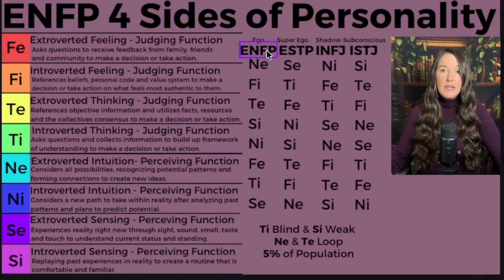We have the ENFP, which is their ego. It's their baseline. It's basically who these people are. Then we have the ESTP, which is their super ego. It's what they're going to front as when you meet these people for the first time. It's kind of how they come off in reality. They're presenting something, performing something. It's how they present themselves to new people.